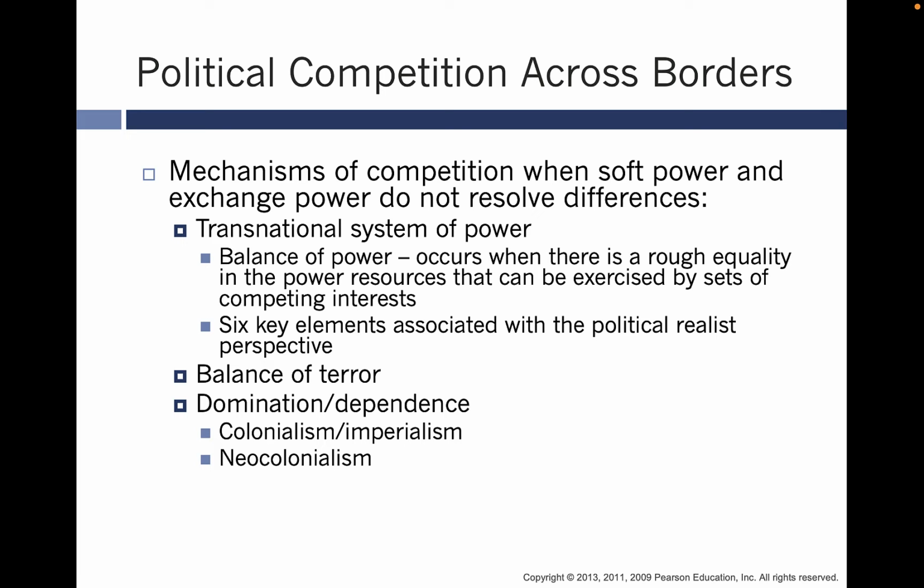So we talk about competition across borders. One of the mechanisms is competition when soft power and exchange power do not resolve differences. You have a balance of power where there is an equality in the power resources that can be exercised by a set of competing interests. And these 6 elements are associated with the political realist view in this chapter. So the balance of terror, right? And domination. So, using fear and dominating over a person or a group of people.